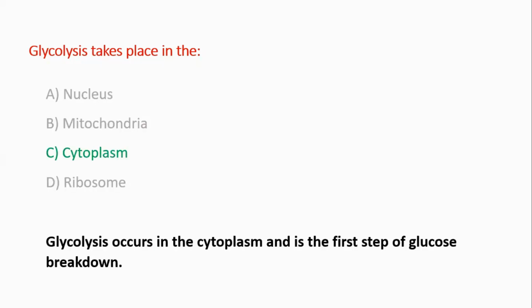And the right answer is cytoplasm. Glycolysis occurs in cytoplasm and is the first step of glucose breakdown.